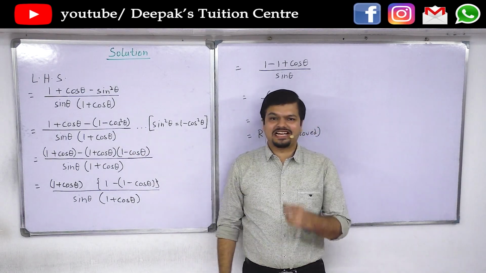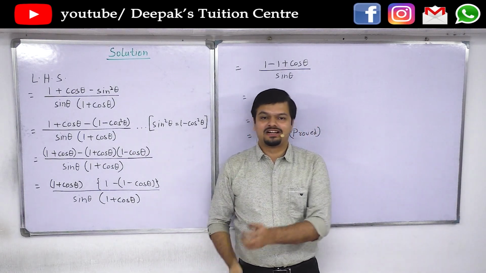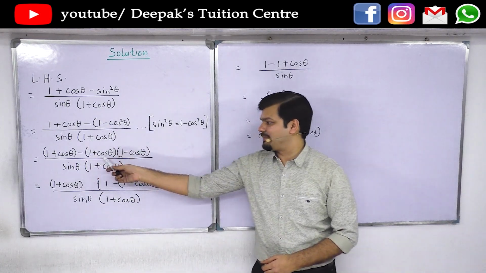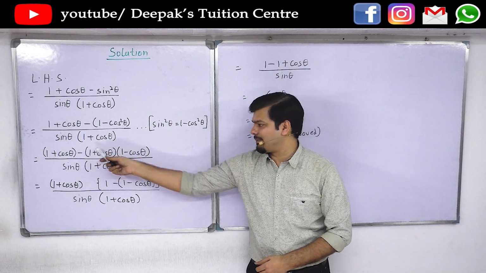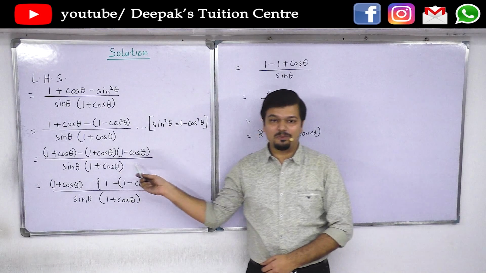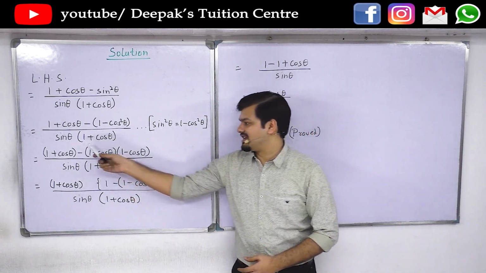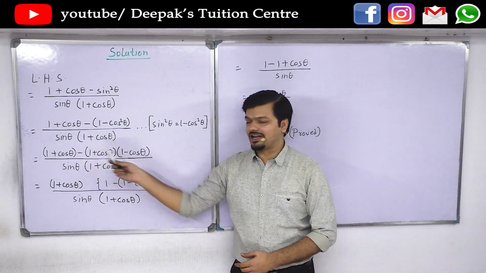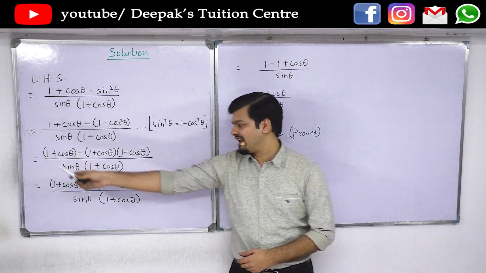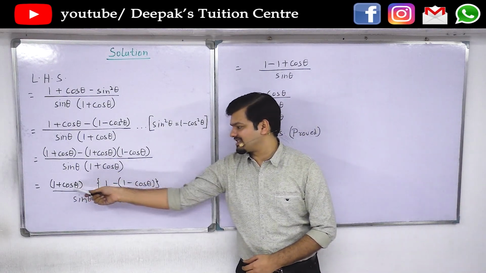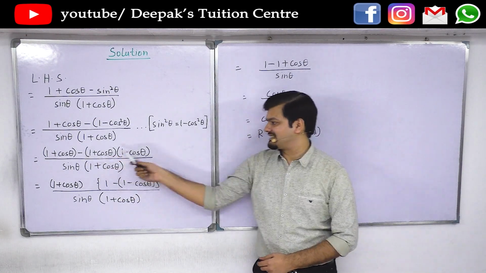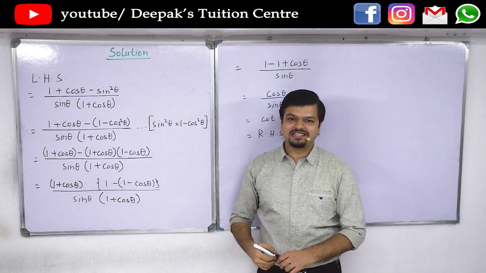1 minus cos square theta is basically 1 square minus cos square theta, which is of the form a square minus b square. So we can break it into (a plus b) into (a minus b), that is 1 plus cos theta into 1 minus cos theta. Now we have in the numerator a binomial expression which has two terms. In both the terms you can see 1 plus cos theta is common. So we take 1 plus cos theta common. We get in the numerator 1 plus cos theta into the bracket: 1 remaining from the first term minus (1 minus cos theta) remaining from the second term.